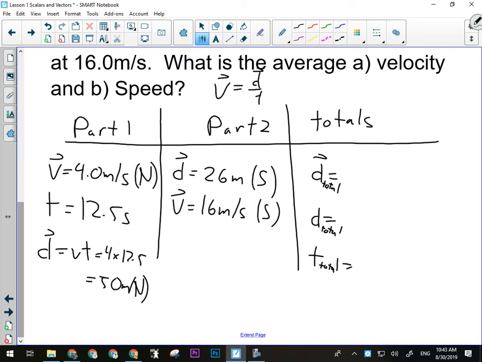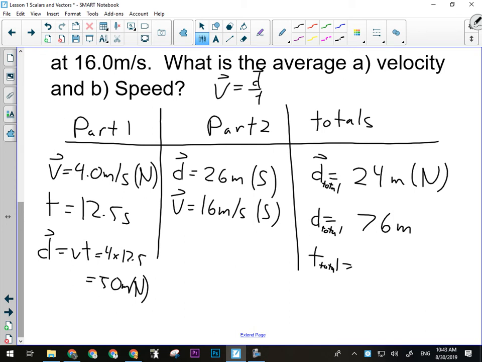In fact, right now, I could get the total distance and displacement. I know I went 50 meters north in the first part and 26 meters south in the second part. What's my total displacement? 24 meters north. So that part's done. How far did I go? 76 meters. I went 50 meters, then 26 meters. Remember, distance doesn't care about direction. It's scalar. So I know my total distance is 76 meters.